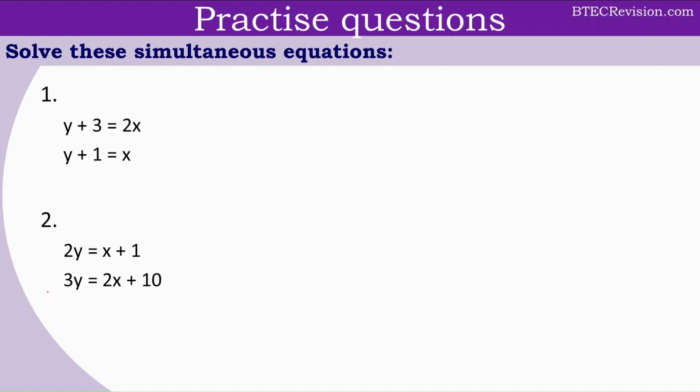In question 1, we're going to use the method of elimination. So we'll do equation 1, take away equation 2. So that's y take away y, 0. 3 take away 1 is 2. And for the right-hand side, that's 2x take away x, so that's x. So therefore, we can say x equals 2.